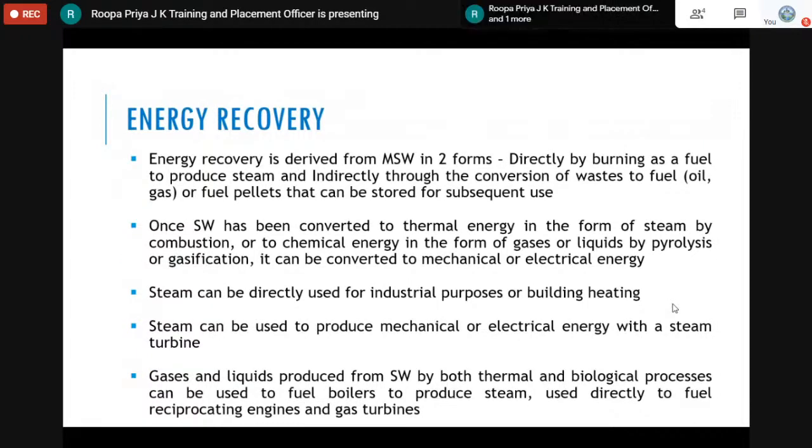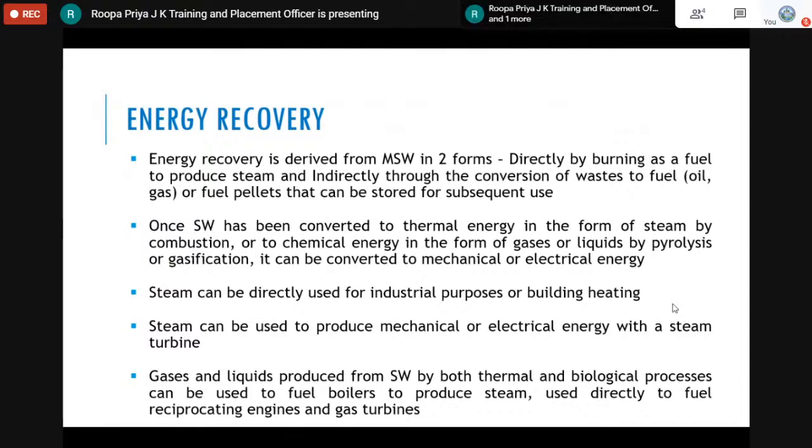Energy recovery. Energy recovery is derived from municipal solid waste in two forms. One is directly by burning as a fuel to produce steam, and the other is indirectly through the conversion of waste to fuel, that is, the oil, gas, or fuel pellets that can be stored for subsequent use.